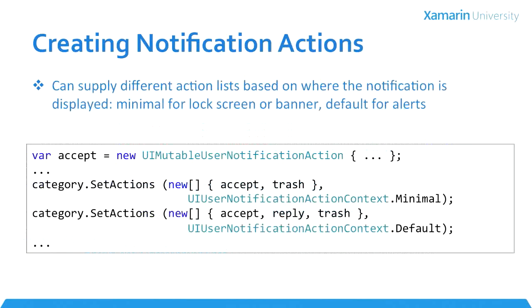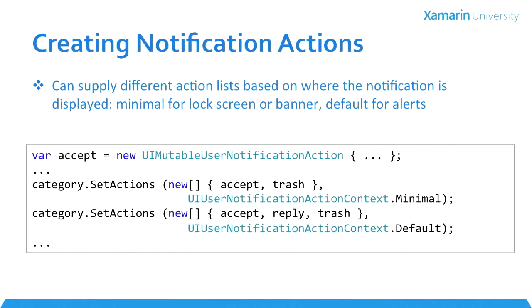Now, a UI user notification action context comes in two flavors. We have default and minimal. The default context specifies which actions should be presented when the notification has an alert UI and supports a maximum of 4 actions. The minimal context specifies which actions should be presented when the notification has a banner UI or is on the lock screen, and it supports a maximum of 2 actions.